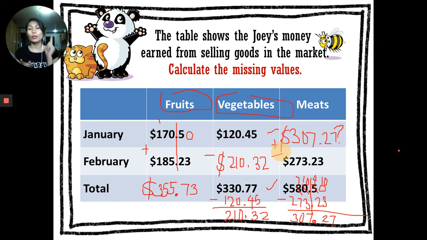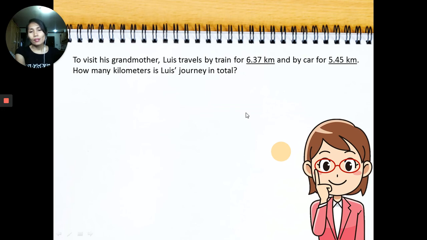Just always remember, if you're looking for a smaller number, you will subtract. But if you're looking or expecting for a greater number, then you add. All right. Now this one is the last one, problem solving. Let's try to solve this problem here.